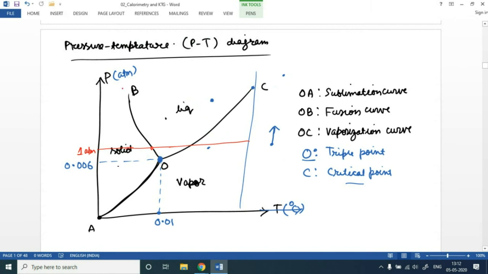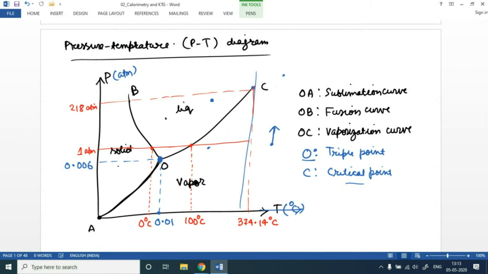So the critical temperature is 374.14 degrees Celsius for water. And let me also give you the critical pressure here, that would be 218 atm. So these data, if you want, you can remember it. So this will be all about the calorimetry.